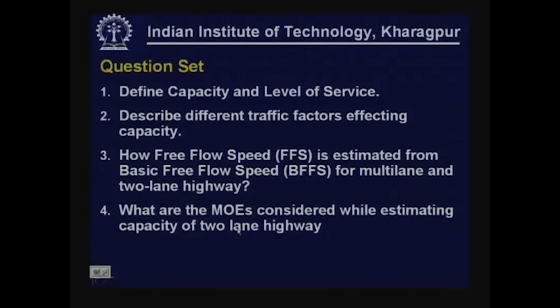Question set, some of the questions for you to answer. Define capacity and level of service. Describe different traffic factors affecting capacity. Number 3, how is free flow speed estimated from basic free flow speed for multi-lane and 2-lane highways? What are the corrections required for basic freeway, multi-lane highways and 2-lane highways? What are the MOEs, the measures of effectiveness, you would consider while estimating capacity of 2-lane highways? Try to answer these questions.